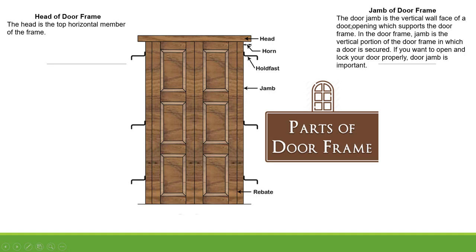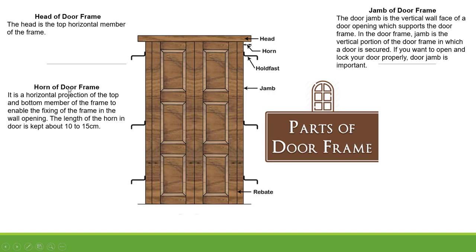And jamb. The door jamb is the vertical wall face. This is the vertical wall face. The vertical face of the frame which is attached to the wall is called jamb. The door jamb is the vertical wall face of the door opening which supports the door frame, right? In the door frame, jamb is the vertical portion of the door frame in which a door is secured. If you want to open and lock your door properly, door jamb is important.